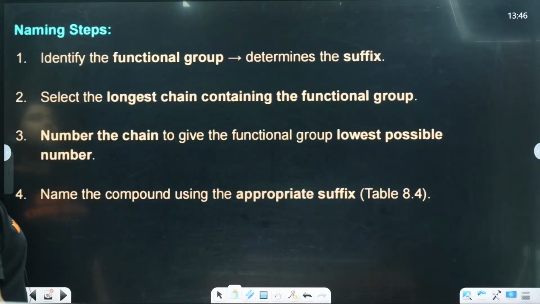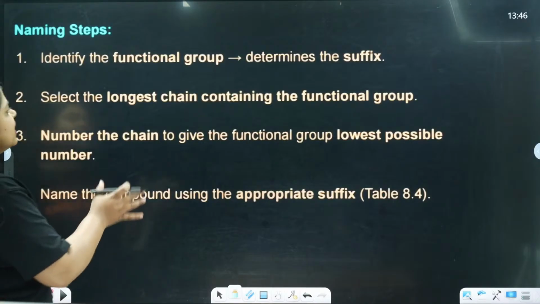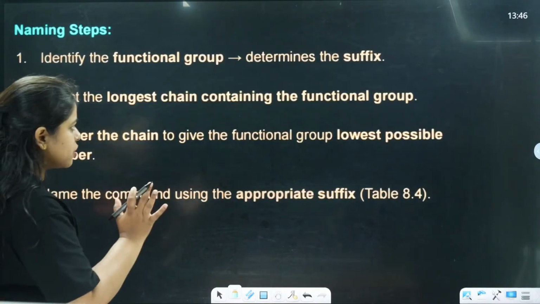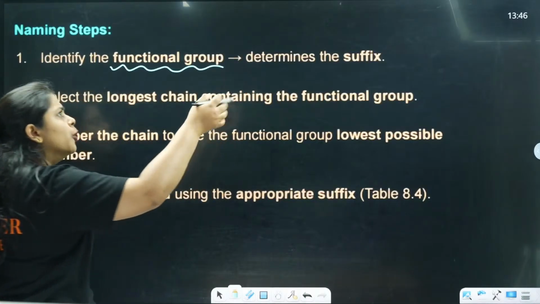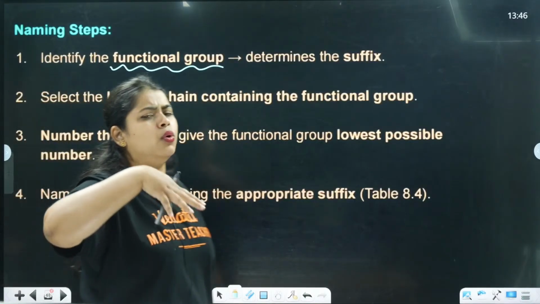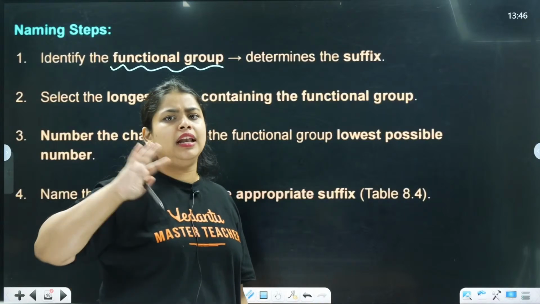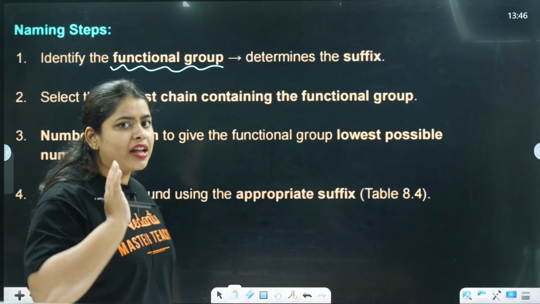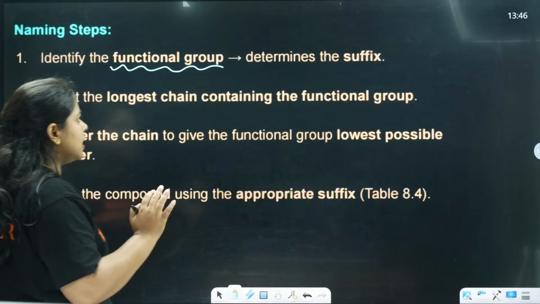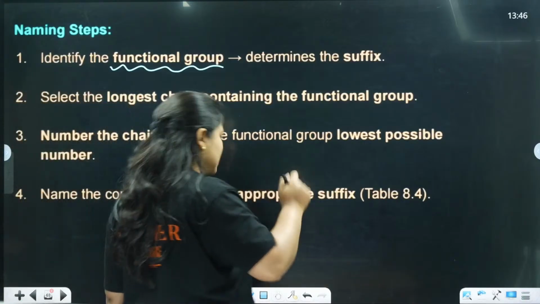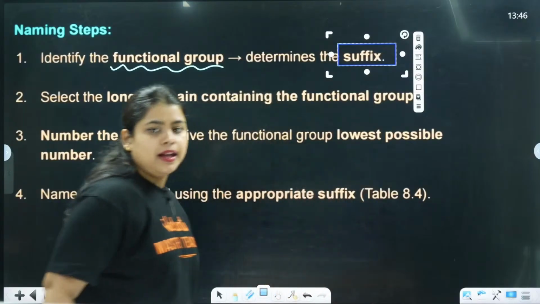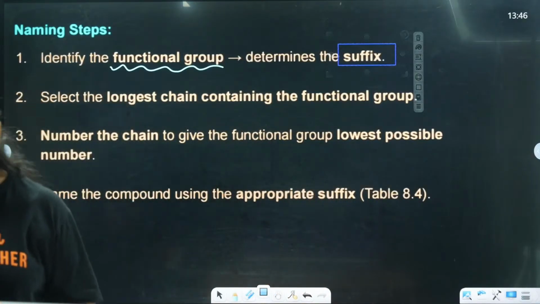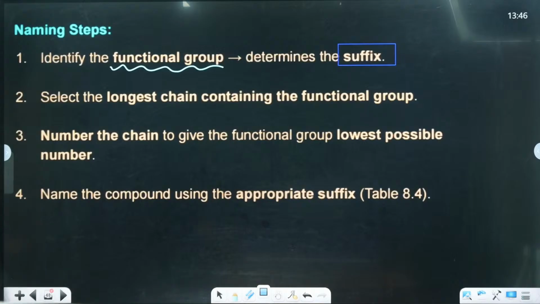Clear? Next comes what? Naming steps. How you are going to name the compounds now. So identifying the functional group determines the suffix. For example OH, NO2, COOH. So all these are functional groups, and all of them determine the suffix. Clear?